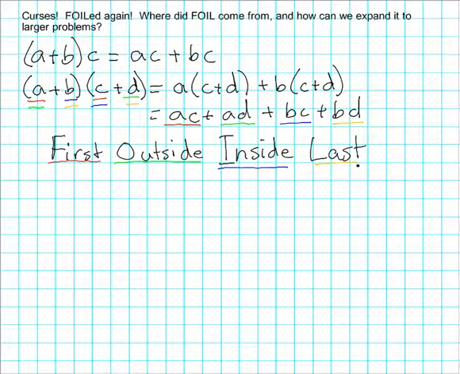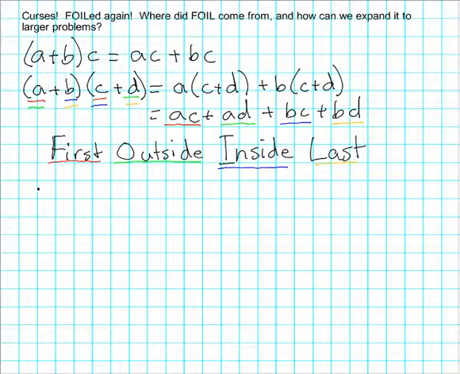Okay. The problem with using FOIL is that it limits us. It only applies to the multiply of two quantities, and each quantity can only have two terms in them. Okay, we need to be able to apply this to larger situations.